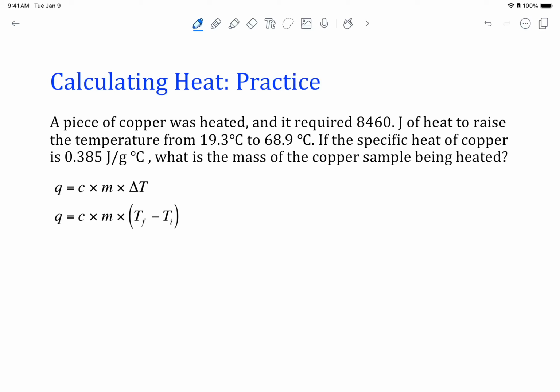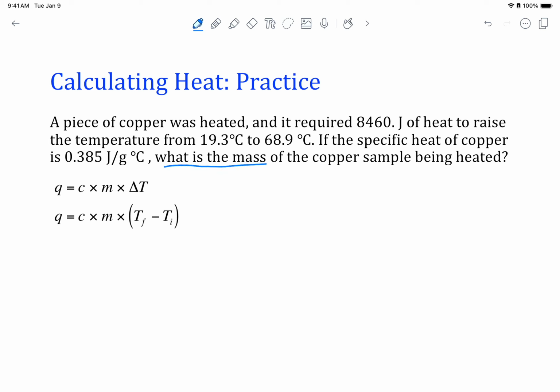So we ended our previous lecture doing a clicker problem where we were calculating heat using our Q equals cm delta T equation. Now I want to do another quick practice problem with that equation just to wrap up our lesson on calculating heat, where instead of calculating the heat, we actually want to use this equation to find the mass.